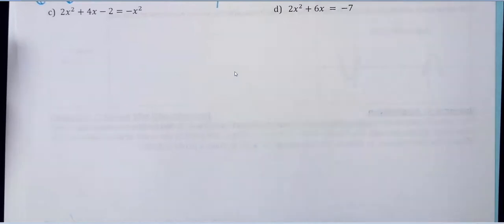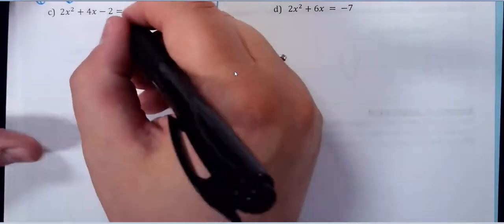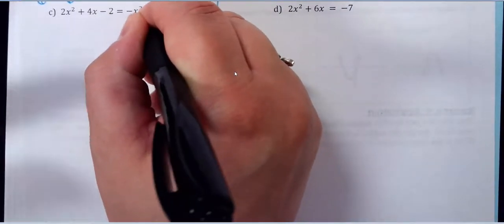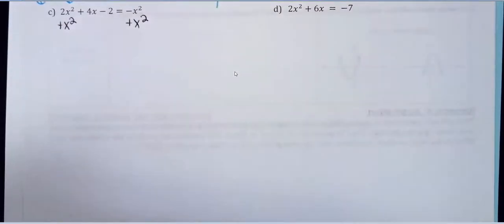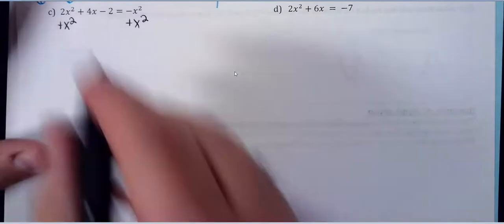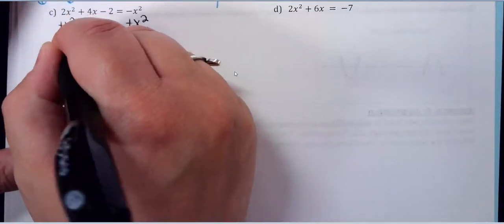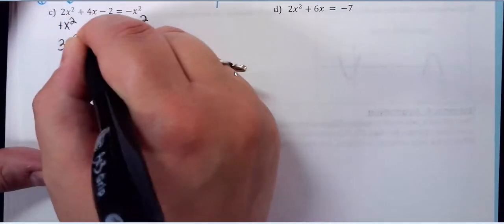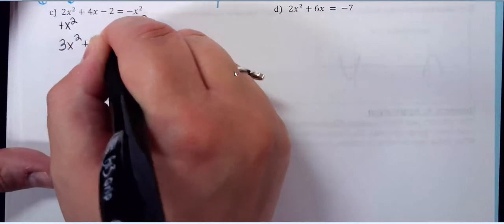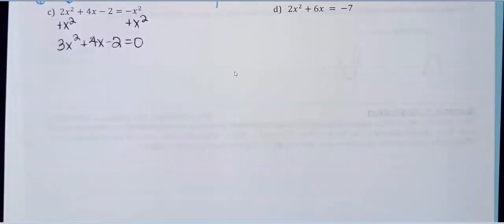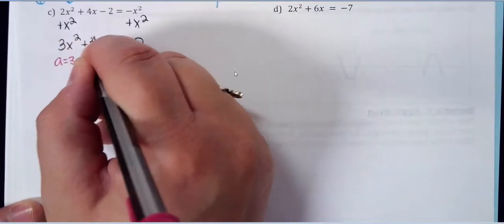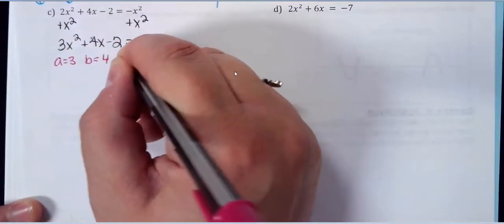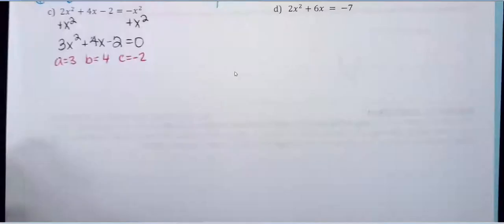Now this beautiful question here. Again, we've got to set it equal to 0, so I'm going to add x squared. I already have a 2x squared on the other side, so we're just going to have to combine like terms, no big deal. This gives me 3x squared. The 4x and the -2 are not going to change. My a value then is 3, b is 4, and c is -2.